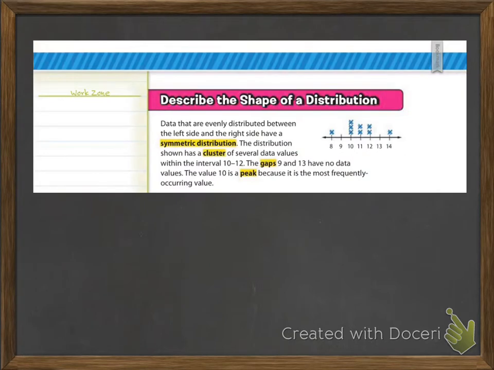The distribution shown has a cluster of several data values within the interval 10 and 12. A cluster is where you've got a lot of your data kind of close together, so go ahead and label that. The gaps would be at 9 and 13 because they have no data value. There are no numbers there, so it basically leaves a gap or a space. And then, of course, the peak would be the high part. Look at the one that has the most, and that would be the 10, which is considered the peak, and which also happens to be our mode.